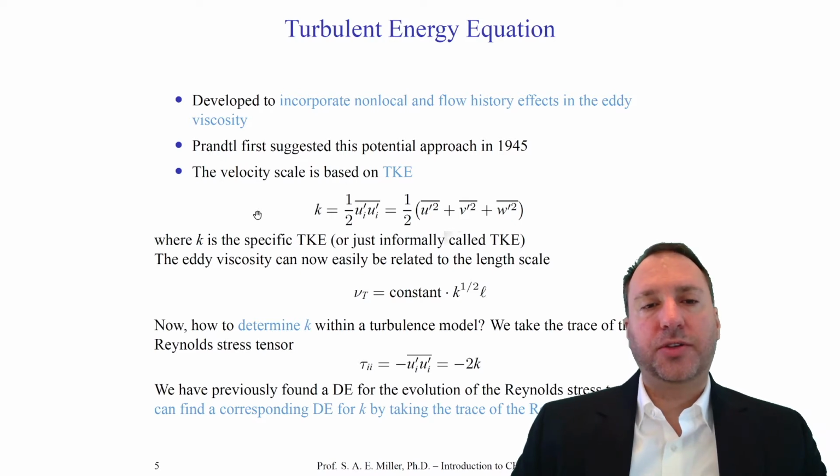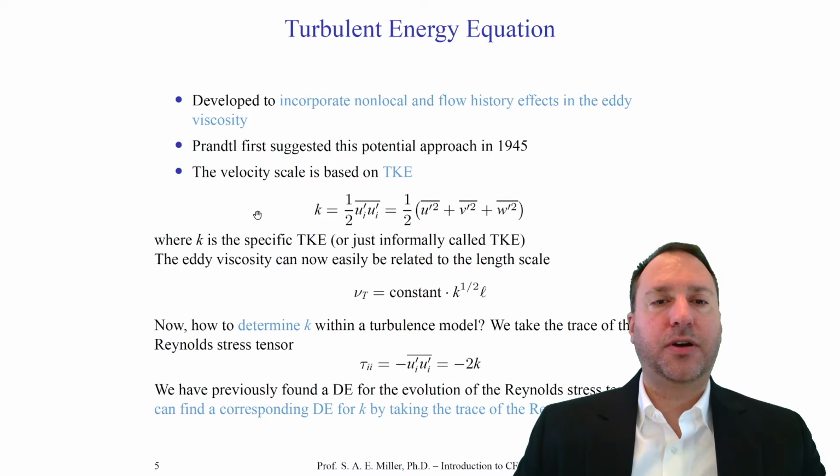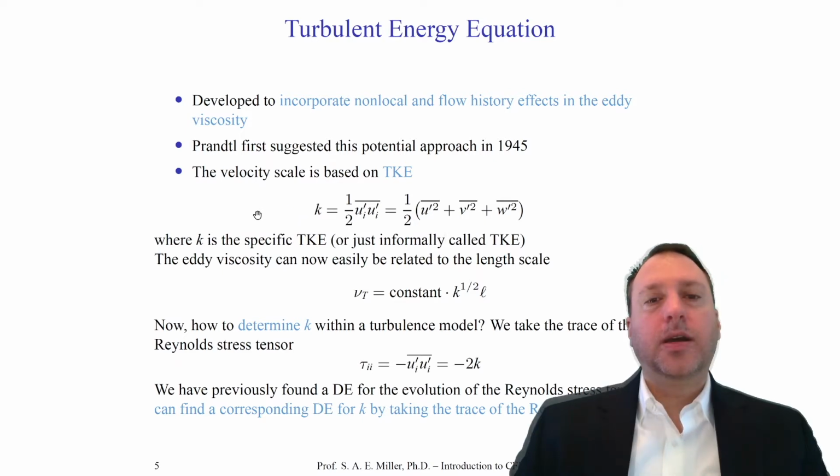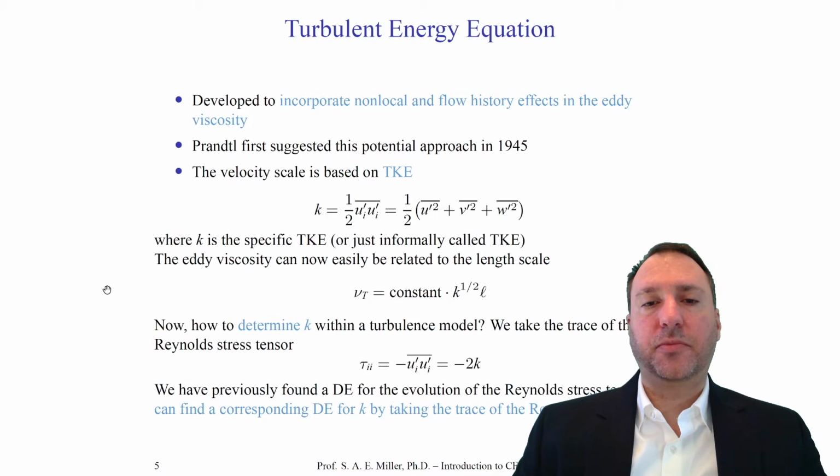Here, K we call the turbulent kinetic energy, and we'll informally call it TKE, K, or some variant of this in class, depending on the model. Now we can write the eddy viscosity as some length scale times the half power of turbulent kinetic energy times a constant. We introduced a very similar model in the previous class where we were discussing eddy viscosity, and we can produce the same type of model here.